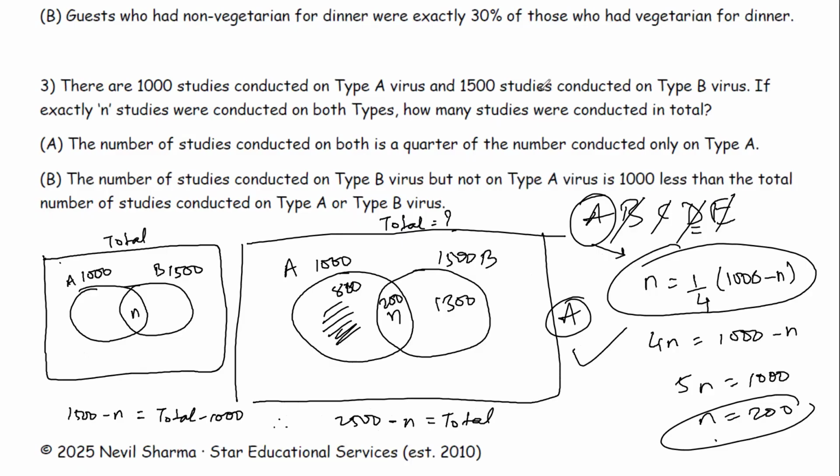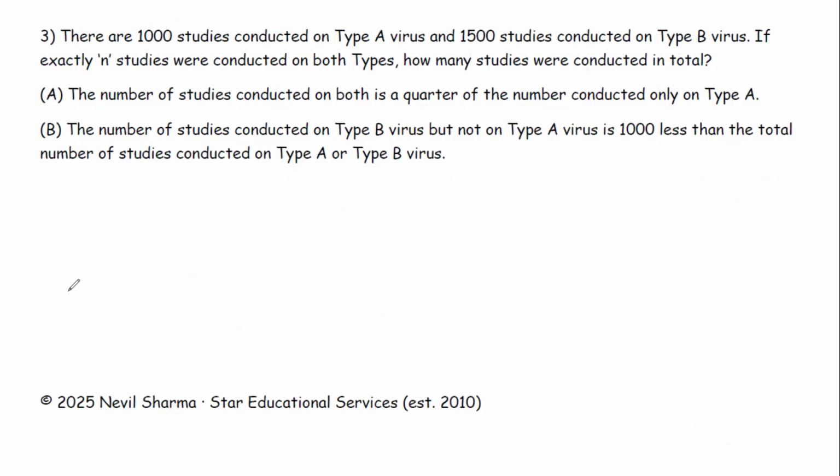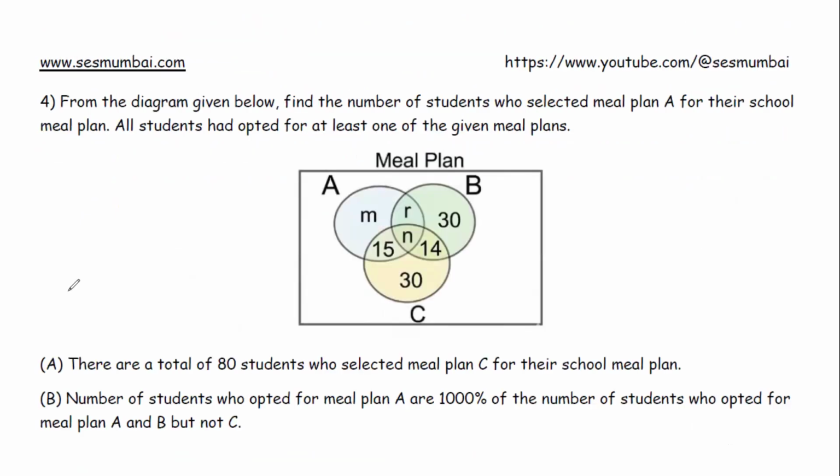Right. Hang on. Fourth question. From the diagram given below, find the number of students who selected meal plan A for their school meal plan. All right. So find the number of students who selected meal plan A for their school meal plan. All students had opted for at least one of the given meal plans.